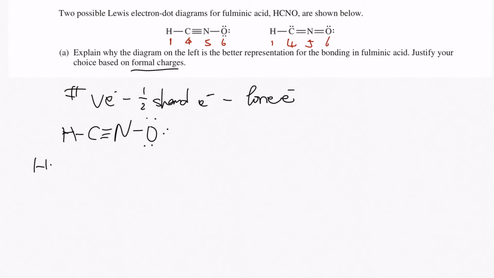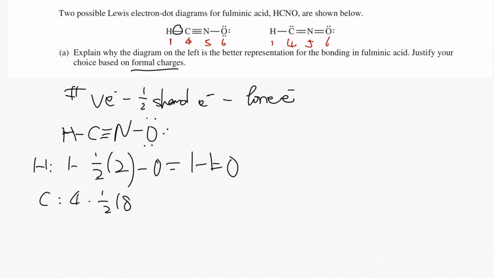So H is 1 minus 1/2 2 because it shares 2 electrons over here, and minus 0 because it has no lone electrons, and it equals 1 minus 1, which equals 0. So for C, it's 4 minus 1/2 8 because it shares 6 here and 2 here, so it's 8, and minus 0 because it has no lone electrons, equals 4 minus 4, which is 0.